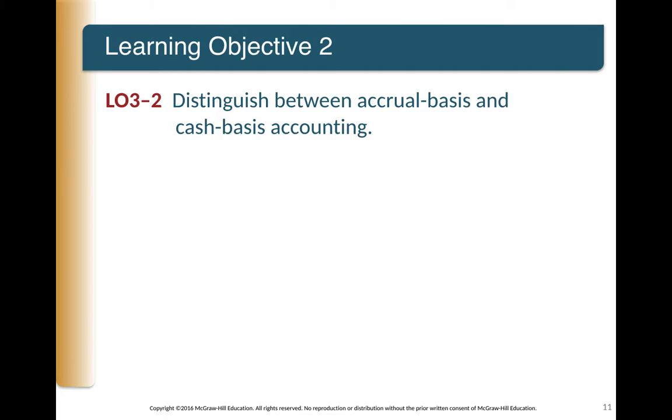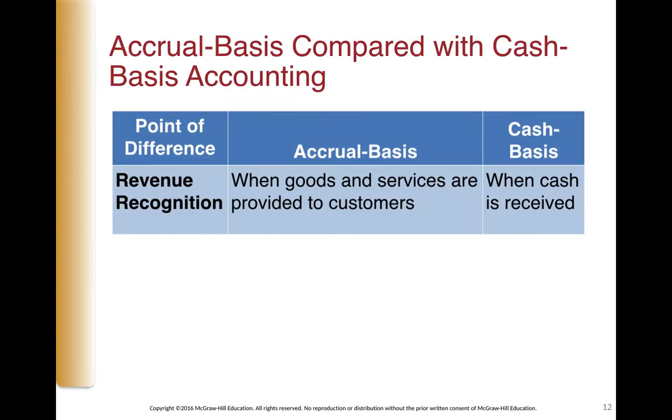So that in a nutshell is accrual-basis accounting. There is cash-basis accounting where you just recognize revenue and expense as it comes in, so we don't accrue things to match. Let's look at examples. With accrual basis, we recognize revenue when the goods and services are provided to customers.